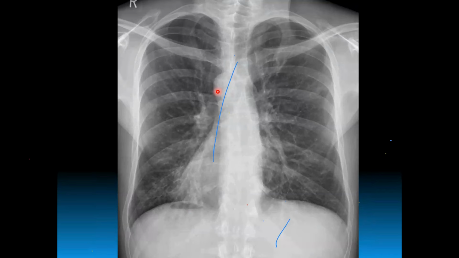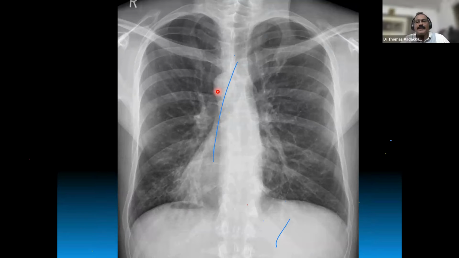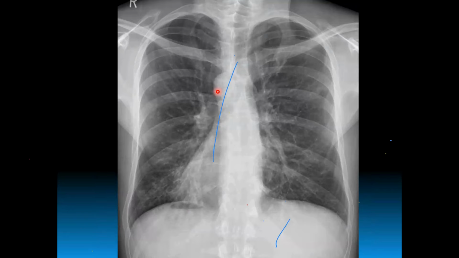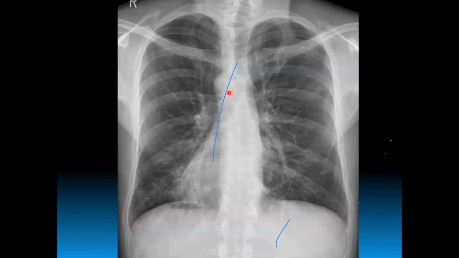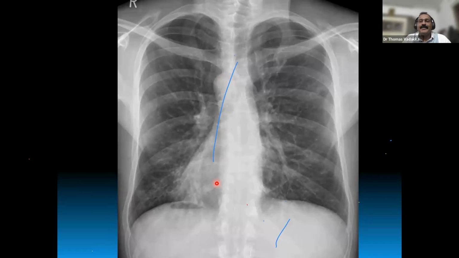Yes. Dextrocardia. Very good. Anything else? Situs inversus. Bronchiectasis is there, right? Kartagener syndrome. Any other syndrome you know? Bronchiectasis with ciliary dyskinesia. Young syndrome also, right?